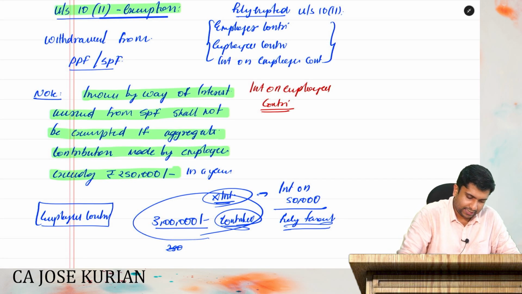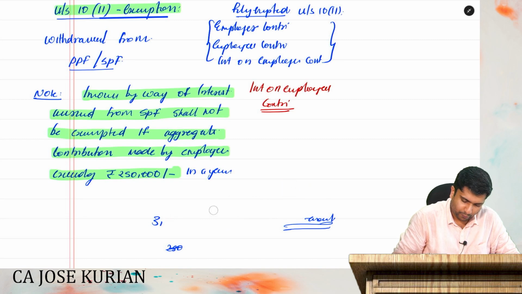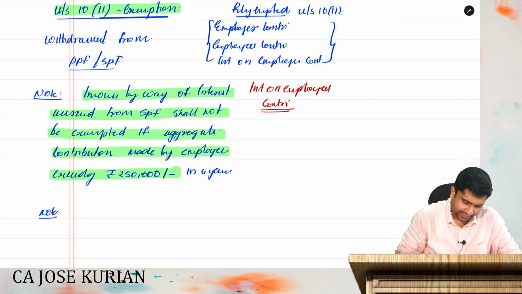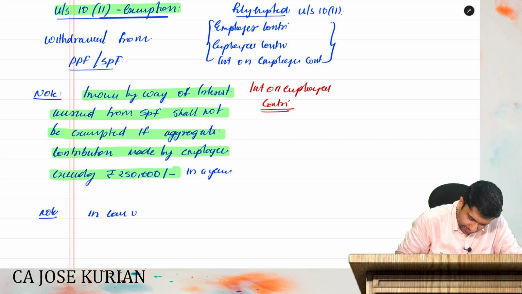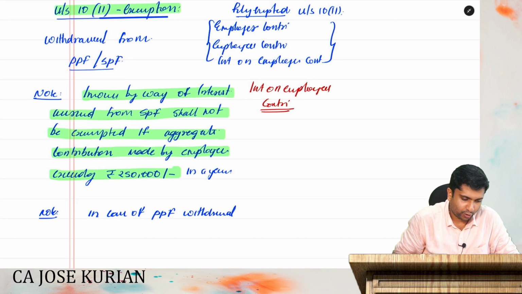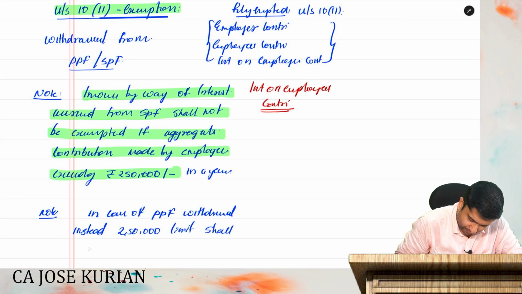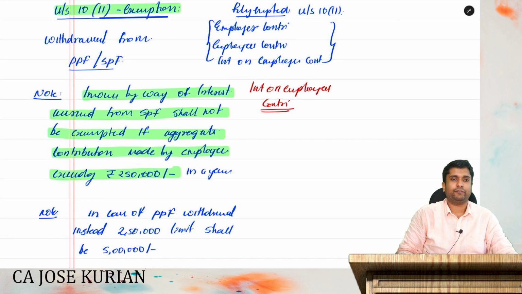Now, under that, let's write one more point. So, that is note number 2. In case of PPF withdrawal, instead of 2,50,000, the limit shall be 5 lakh. What do you mean by instead of 2,50,000, limit shall be 5 lakh?